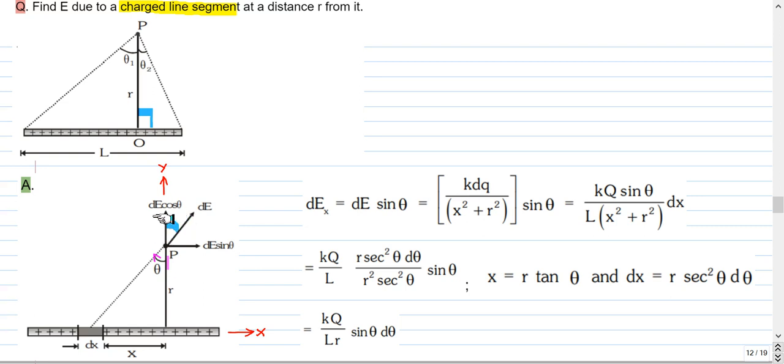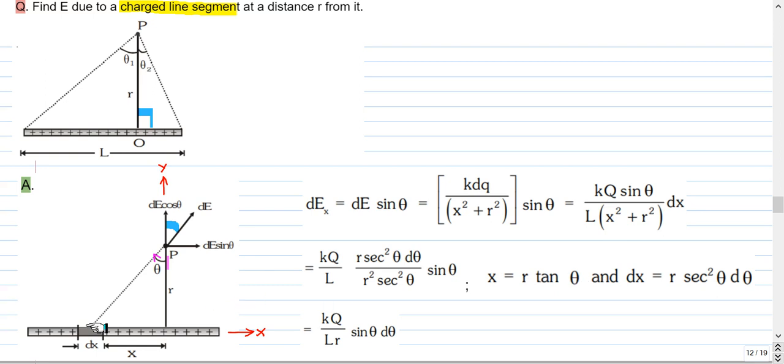So vertically upwards component will be dE cos theta, and along the x-axis will be dE sin theta. So the electric field x component is dE sin theta, and dE is k, that is 1 by 4 pi epsilon naught, into the elemental charge dq divided by the distance square. The distance is this distance, that is x square plus r square. So distance square is x square plus r square, into sin theta, and dq, the total charge q is spread over L, so it's q by L into dx, that is dq.